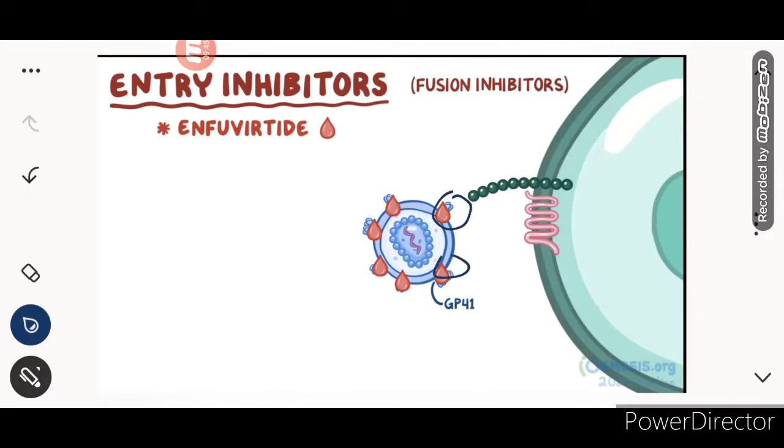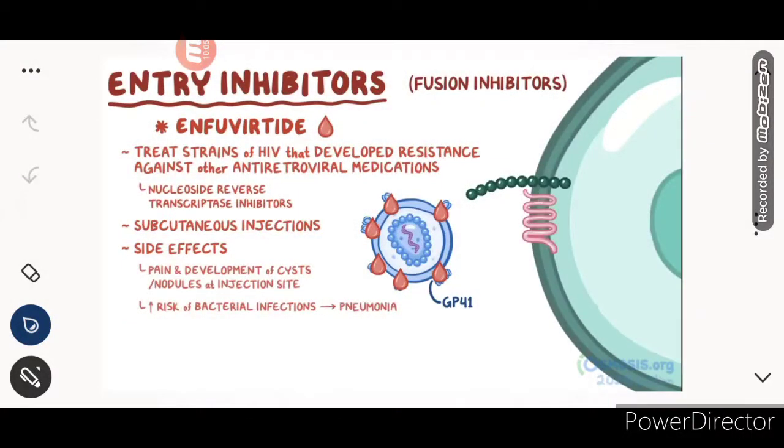Okay, so once it is combined, the virus can't bind to the receptor and the co-receptor. Since the binding does not take place, the entry cannot be taken, and hence the virus infection is stopped. So basically this is the mechanism. Enfuvirtide treats strains of HIV that developed resistance against other antiretroviral medications, mainly the nucleoside reverse transcriptase inhibitors, also known as NRTIs. We will study the NRTIs in the coming videos.